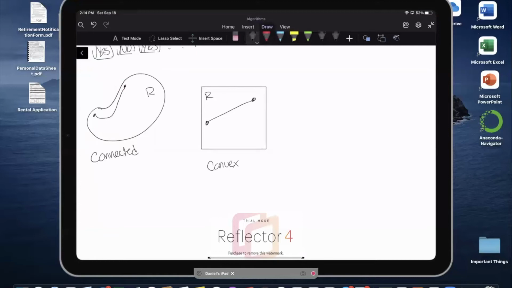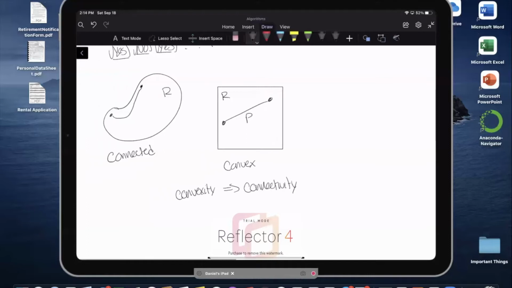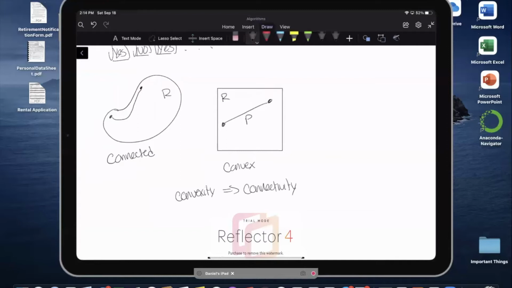Since this line is a path P and it is entirely passing through the region R, it's very clear to see that convexity is in fact implying connectivity, right? So again, this is a convex region because we can have a straight line path from this point to this point.